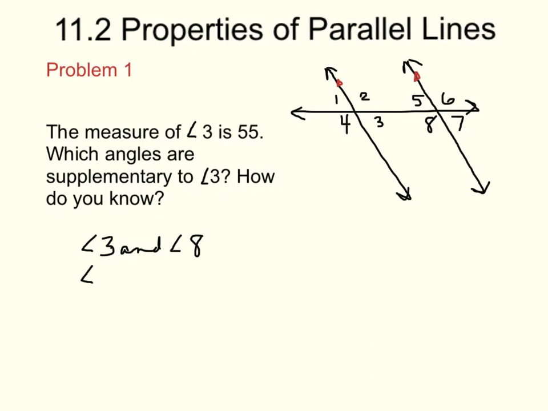We also would know that angle 3 and angle 2 would be supplementary because of the definition of supplementary angles. They form a straight line. We would also know that angle 3 and angle 4 would be supplementary for the same reason. Is there anything else that you see?